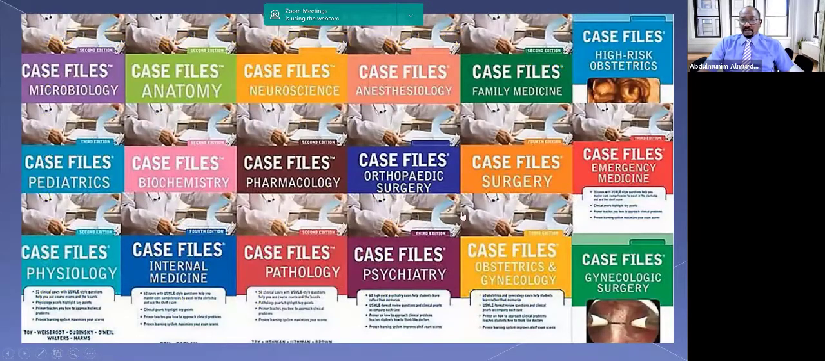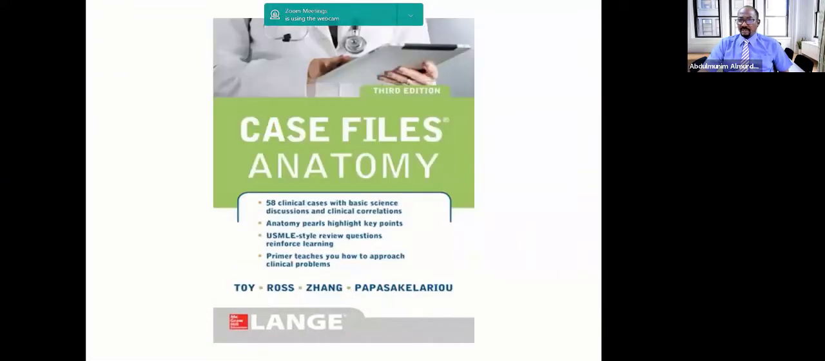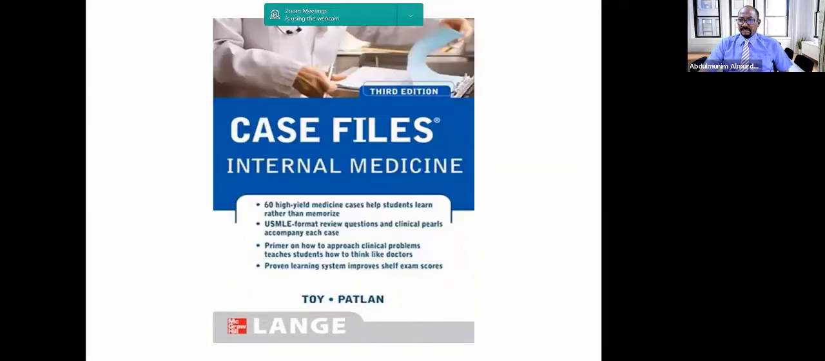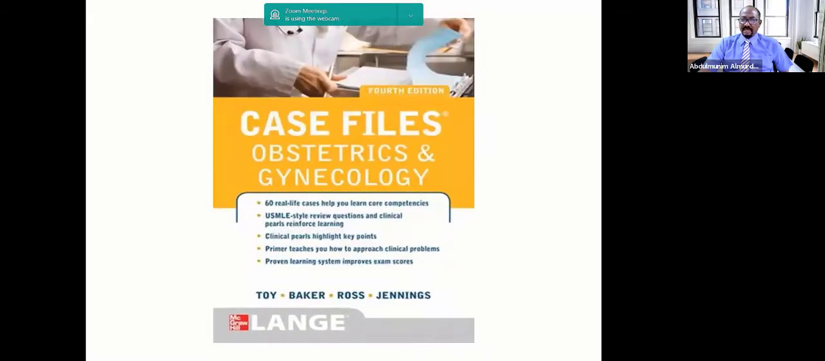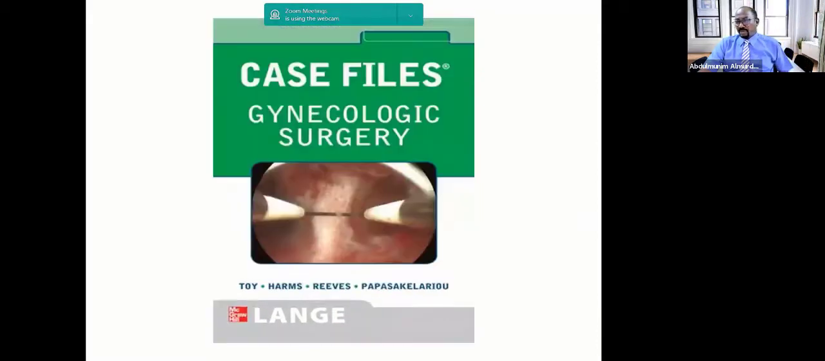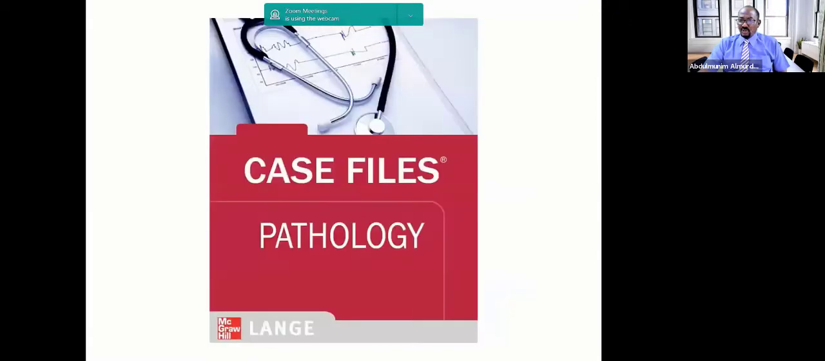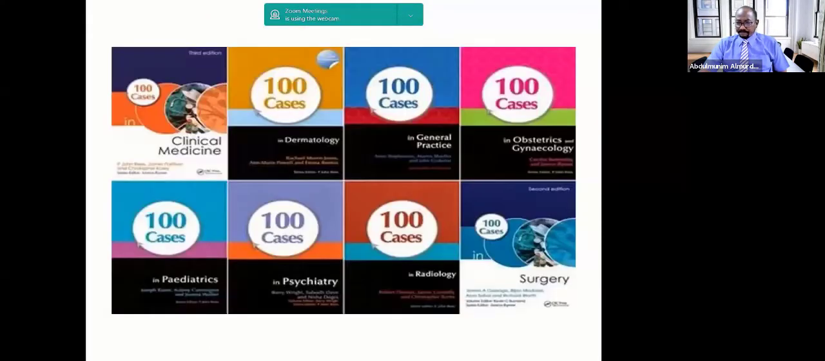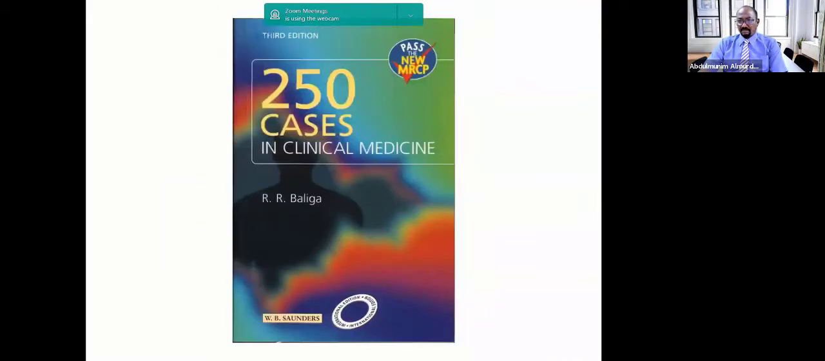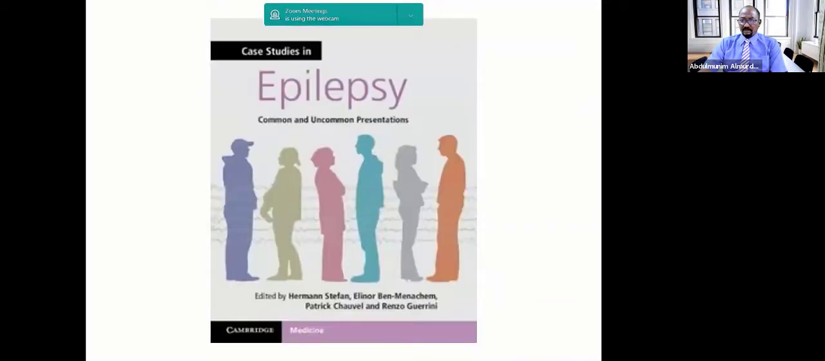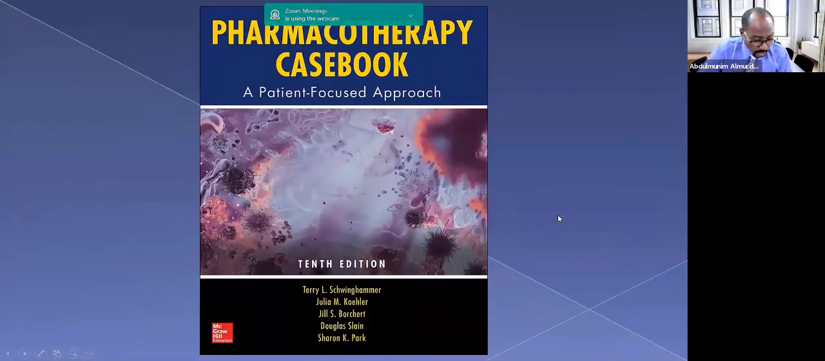As you can see, there are many books. Let me just very quickly take you on a very quick 2-3 minute journey. Every type of case files: high risk obstetrics, internal medicine, orthopedic surgery, biochemistry, anesthesiology, critical care, family medicine, neurology, emergency, pharmacology, gynecology, acute care. As you can see, there are hundreds of books with thousands of cases. So you don't need to worry.